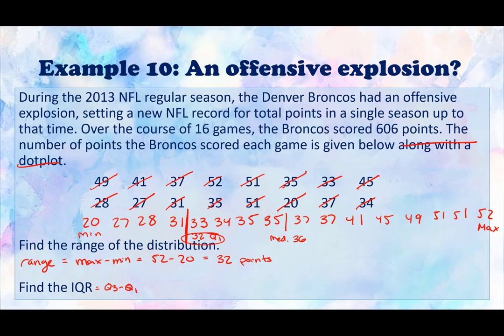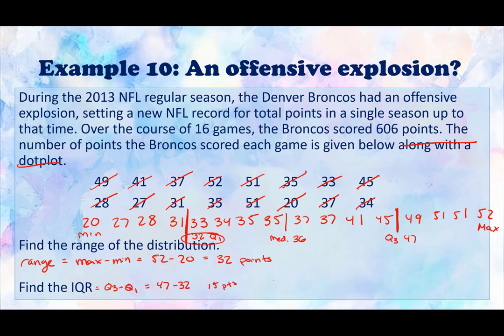Now we're going to look at the right side. We have 8 numbers here, so we're going to look between the 4th and 5th number over here, and we have the number between 45 and 49, and the number between 45 and 49 is 47, and that is our third quartile. Now we're going to go back down to the IQR. We have Q3 minus Q1, so 47 minus 32, and that's going to give us 15 points.